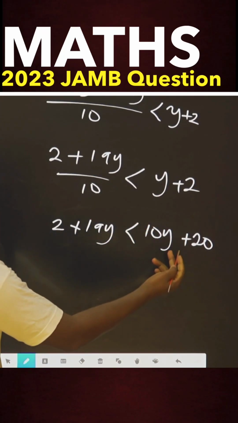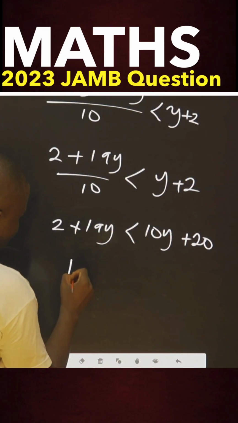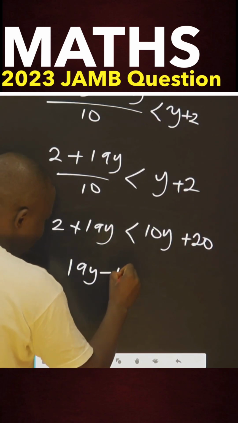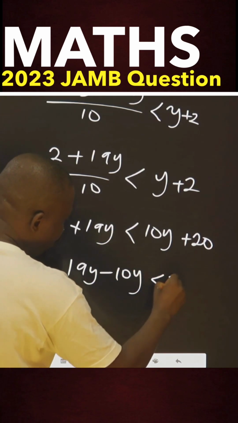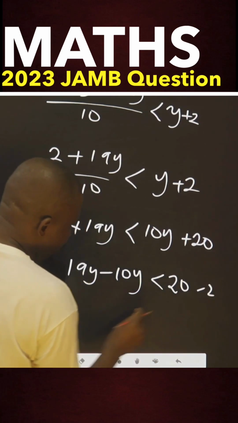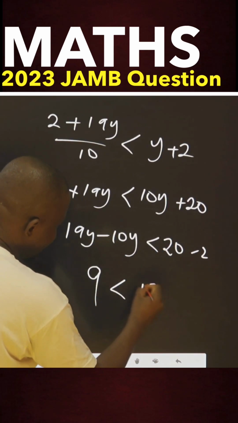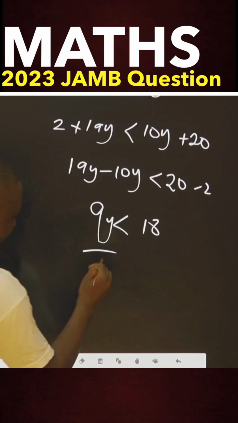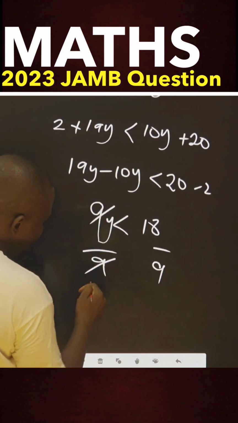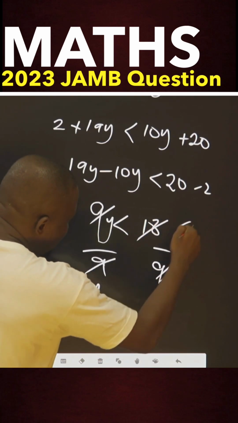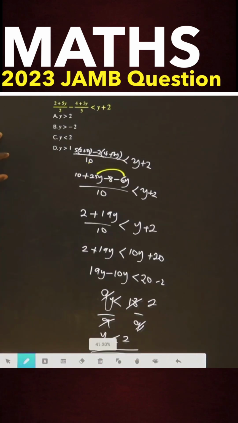Now you come here. We bring this here, we take this here. That is 19y, 10y, 20. This comes here minus 2. This will give us 9y. This will give us what? 18. That is less than 18. Divide both sides by 9. You agree with me? y is less than 2.